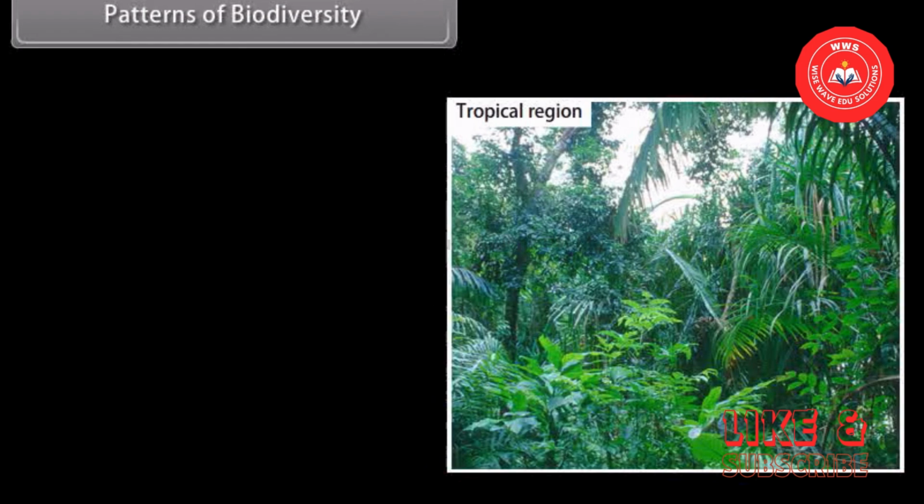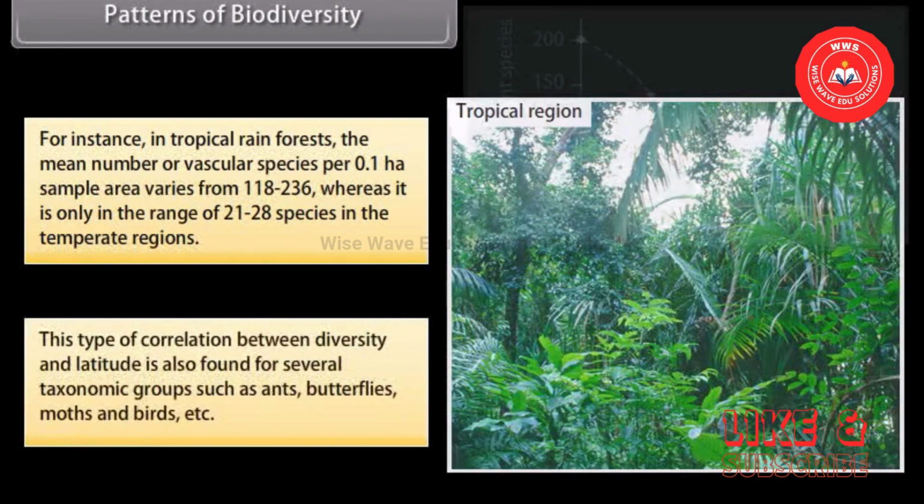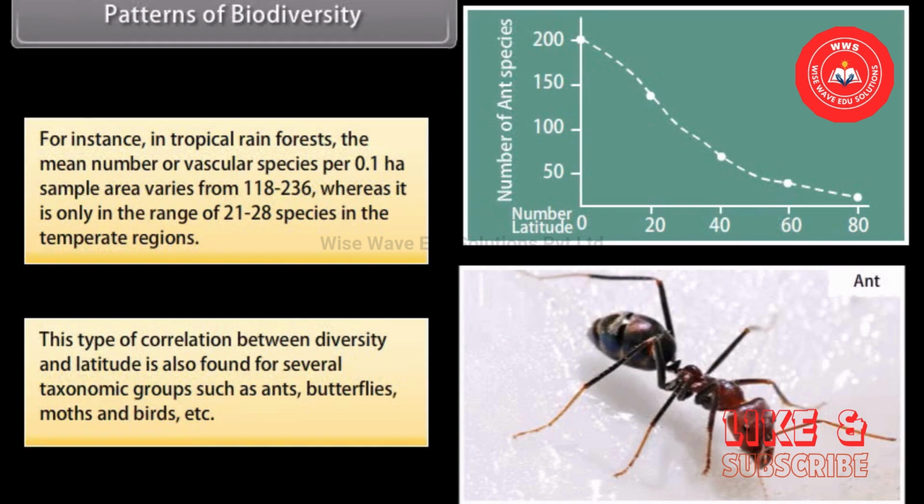biodiversity. For instance, in tropical rainforests, the mean number of vascular species per 0.1 ha sample area varies from 118 to 236, whereas it is only in the range of 21 to 28 species in the temperate regions. This type of correlation between diversity and latitude is also found for several taxonomic groups such as ants, butterflies, moths, and birds, etc.